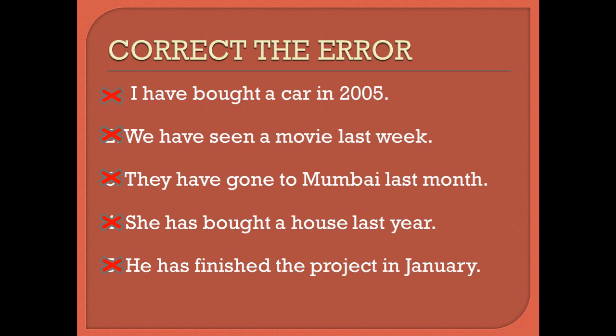See, in 2005, which is already over. Last week, finished. Last month, also finished. Okay. Last year, in January, all these past times are mentioned here. In all these sentences, past time is mentioned. So the action is already over and past time is mentioned. So we must use simple past form.